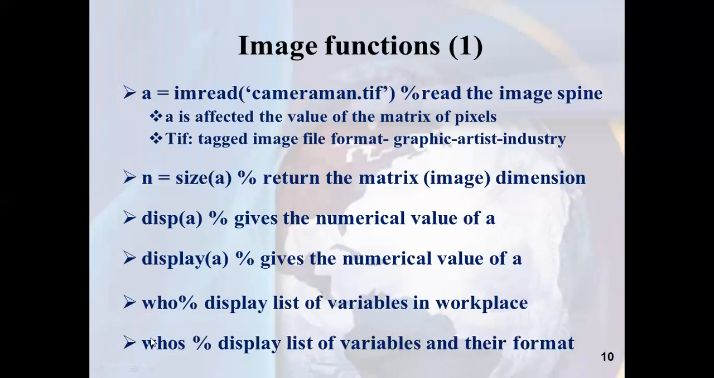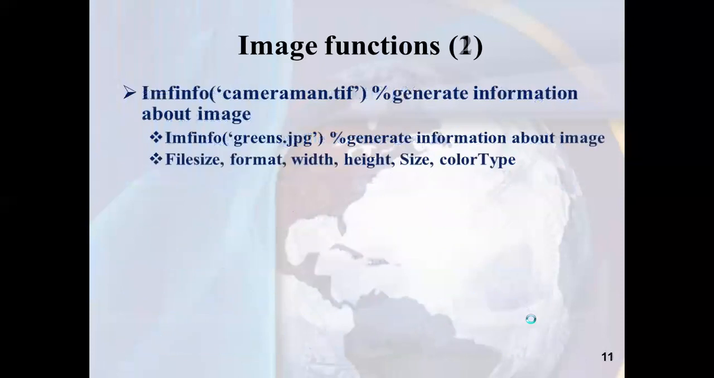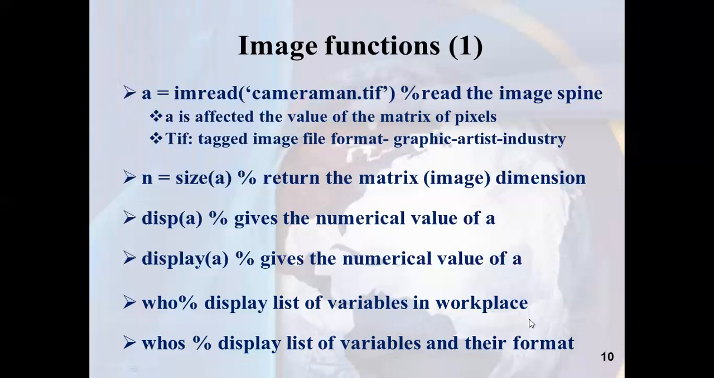Who and whos display the list of variables in the workspace. We used who in the first video. Whos is similar to who, but in addition to the list of variables, it gives their format. It means whether the variable is a single value, or a vector, or a matrix, or a structure, and so on.